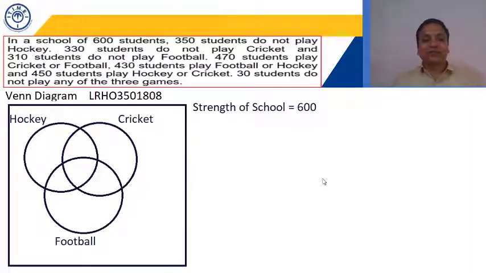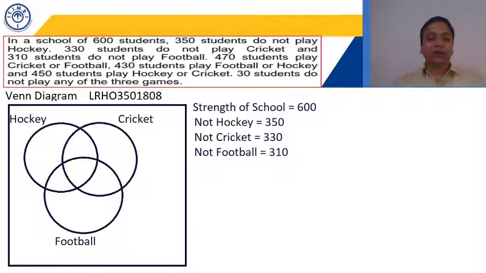Total strength of the school is 600. 350 students do not play hockey, 330 do not play cricket, and 310 do not play football. So we write this: not hockey 350, not cricket 330 and not football 310. Can we safely say not hockey is 350, total strength was 600, so 250 play hockey.